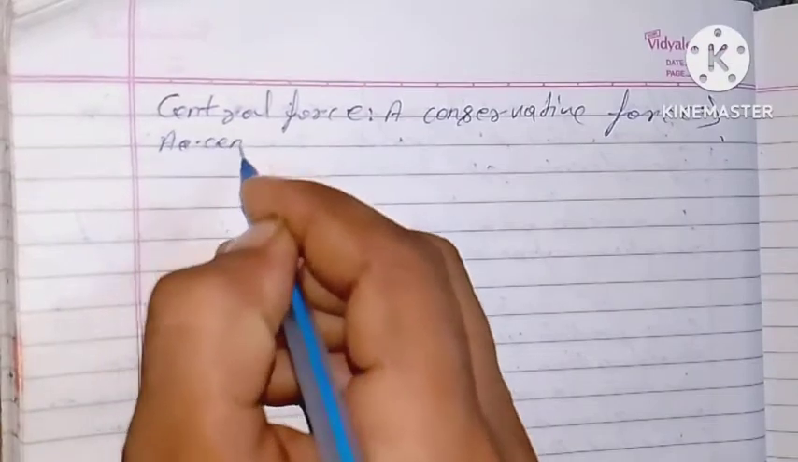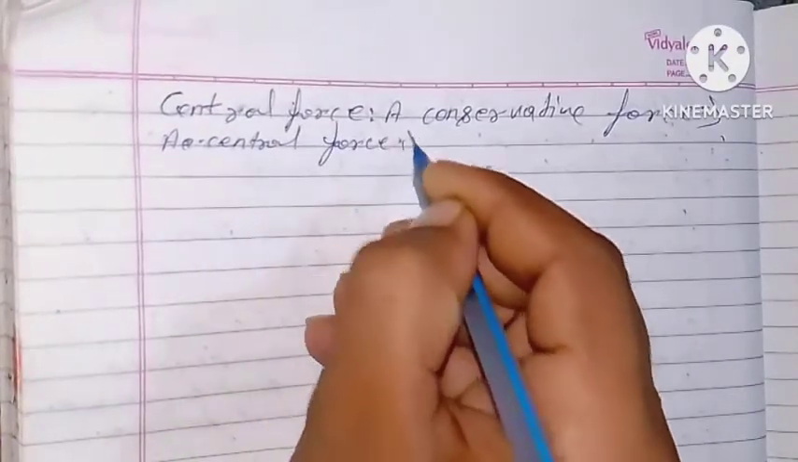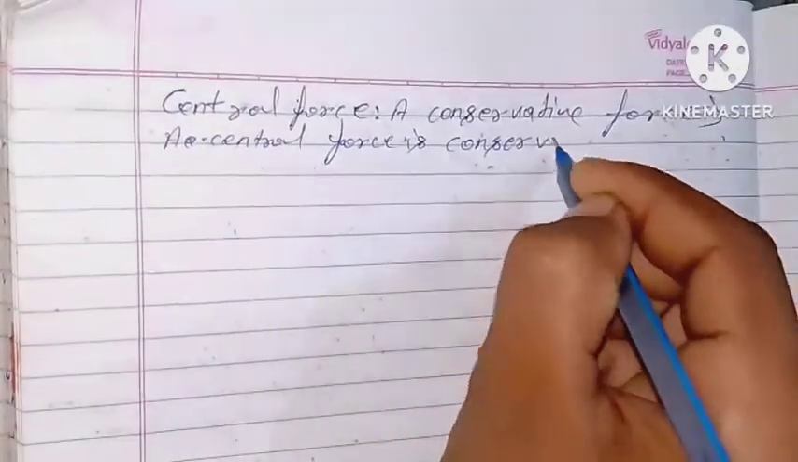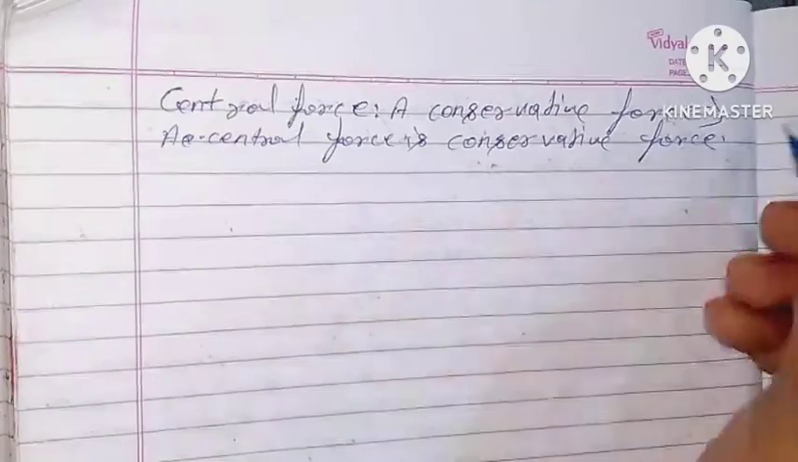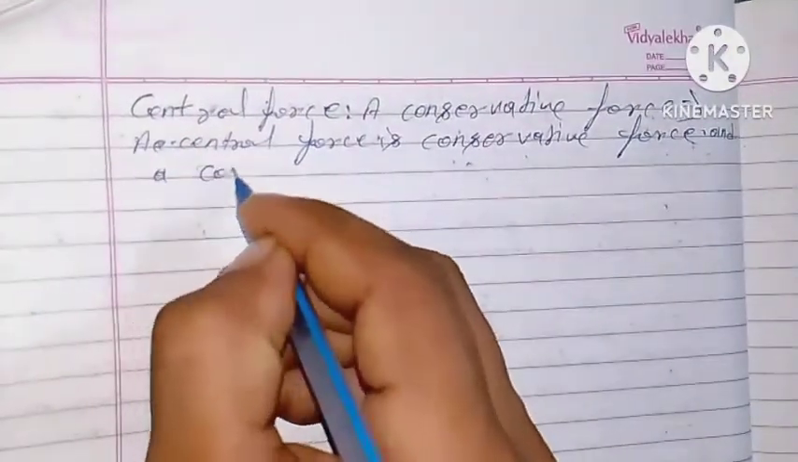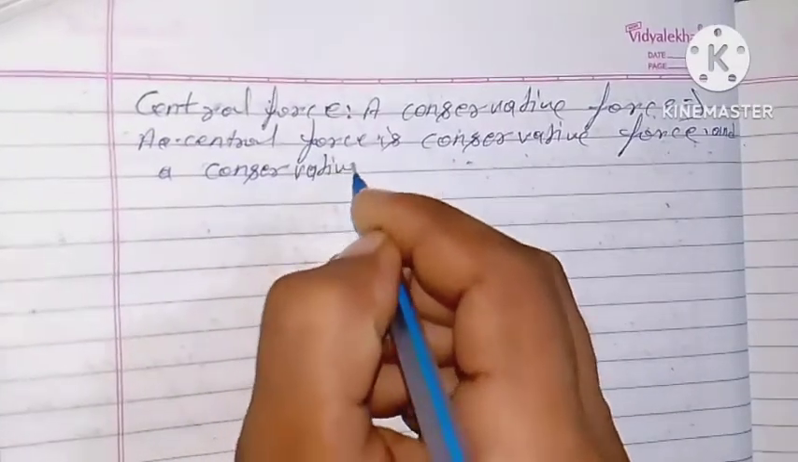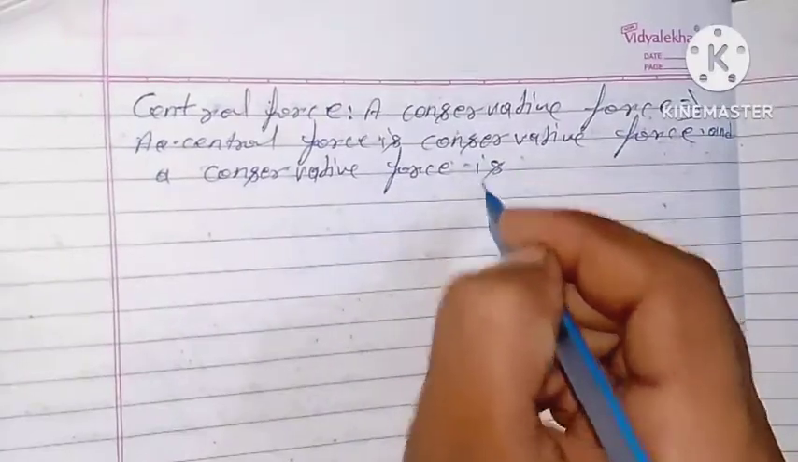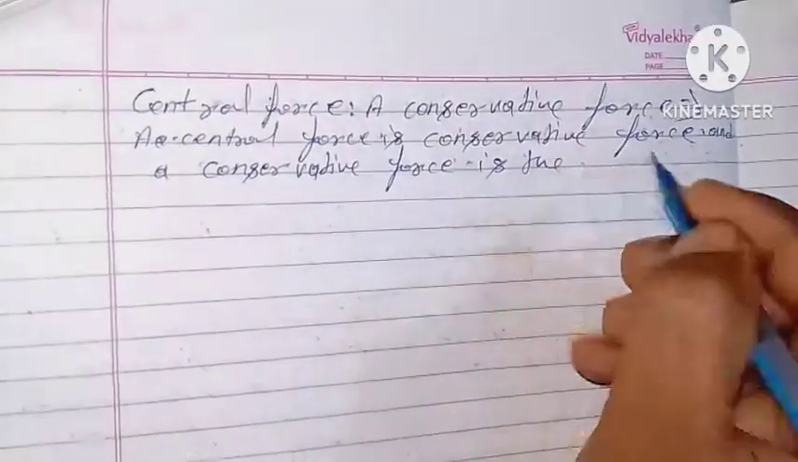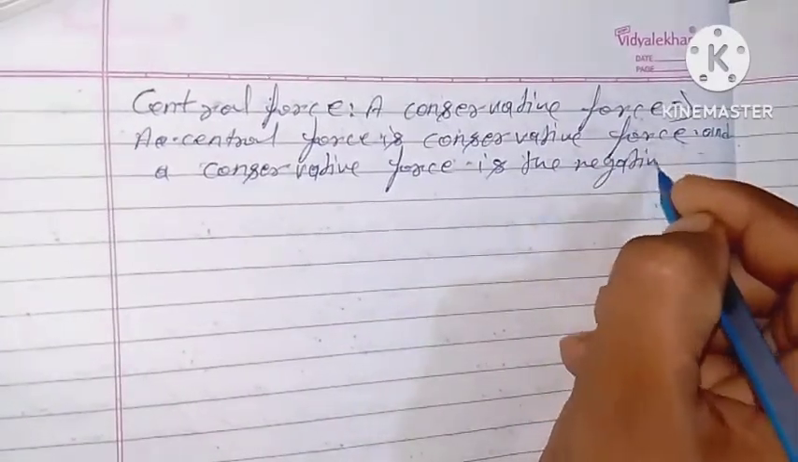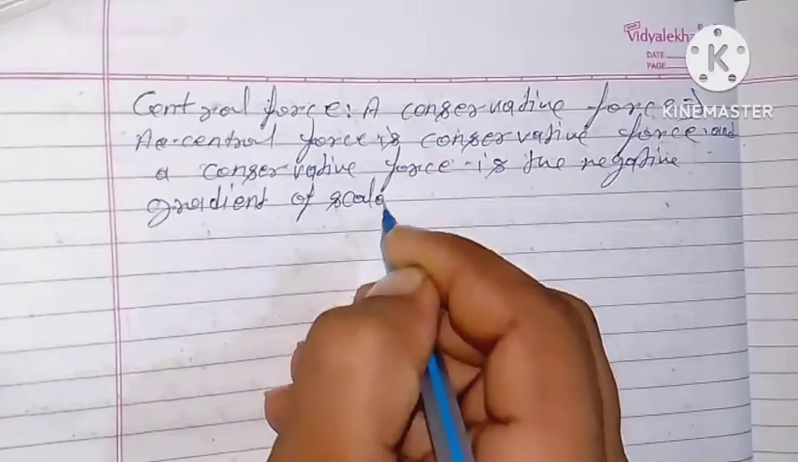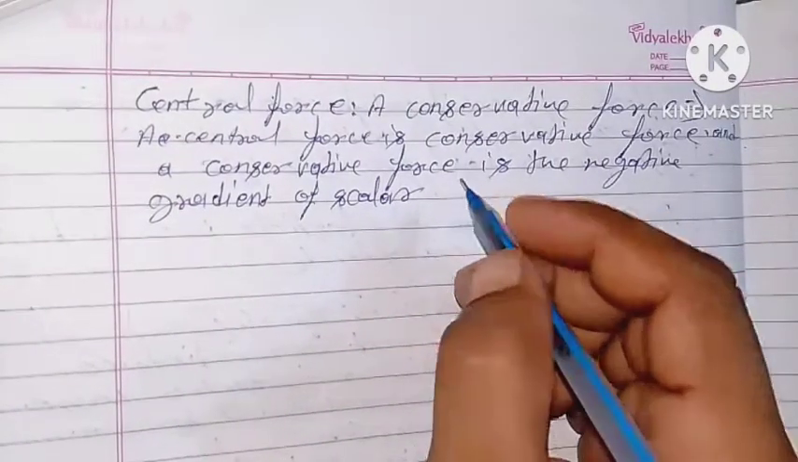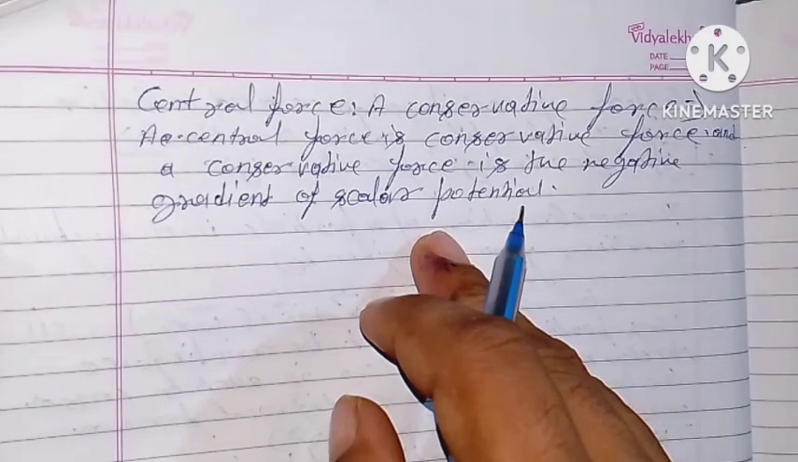A central force is a conservative force, and a conservative force is the negative gradient of scalar potential. Therefore, a central force is the negative gradient of scalar potential.